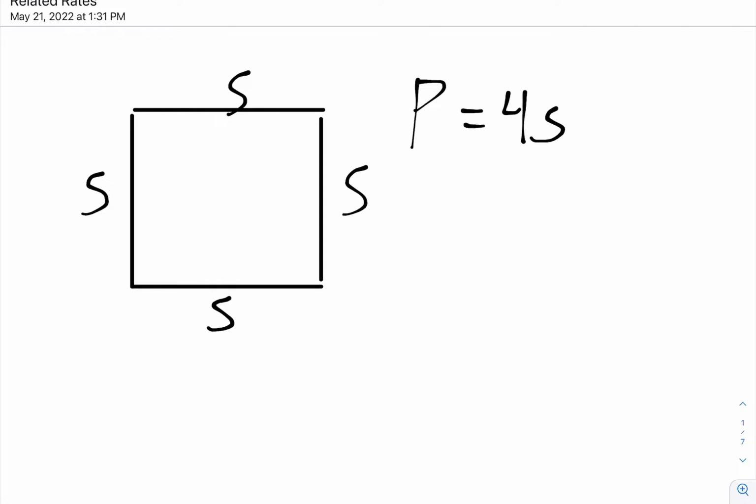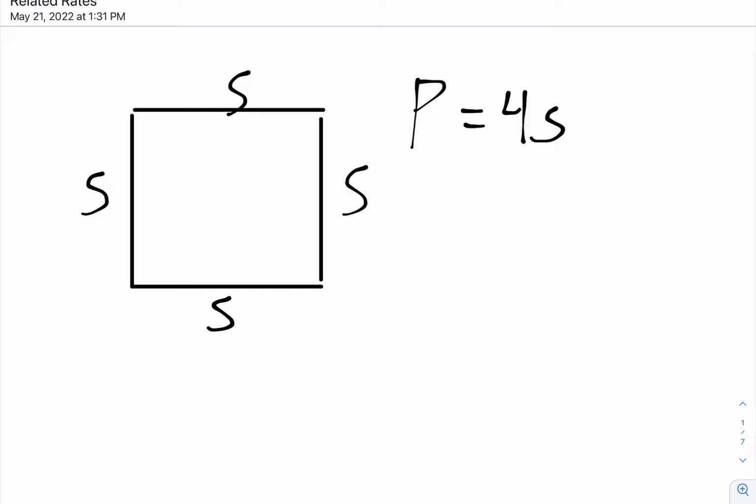So related rates are, obviously from the name, based on rates. But let's say we have a square, okay? Say we have a square, and squares are unique because all of their side lengths are the same. So we'll just call these side lengths S. So the perimeter of a square is going to be 4S, 4 times the side length.